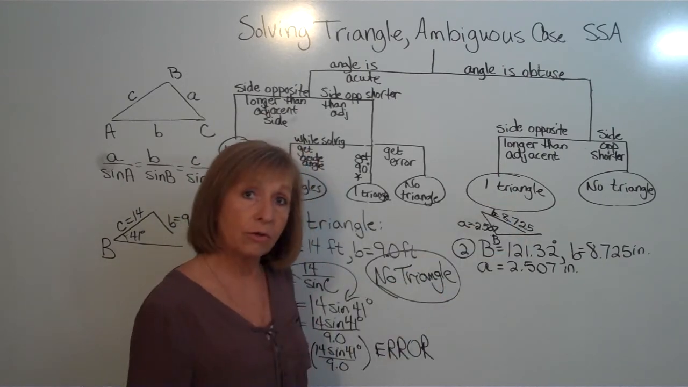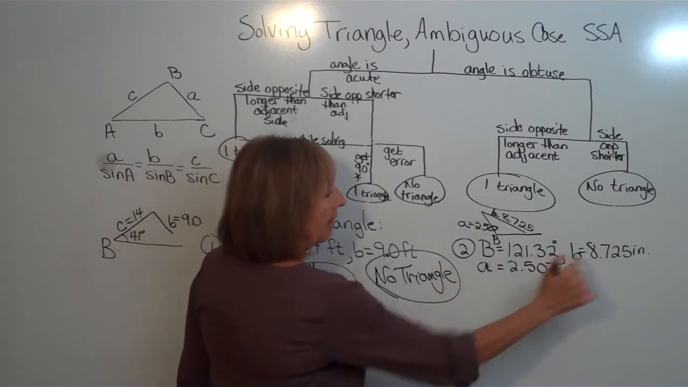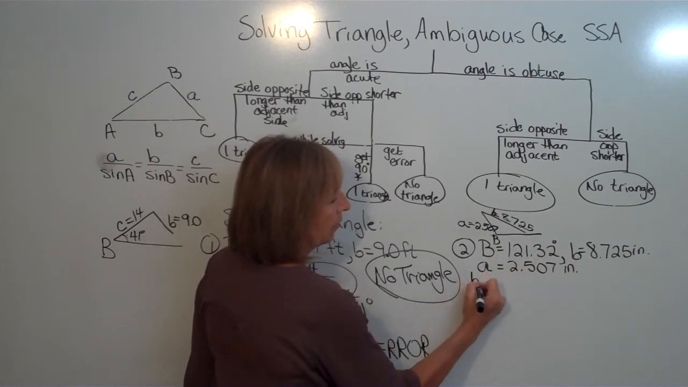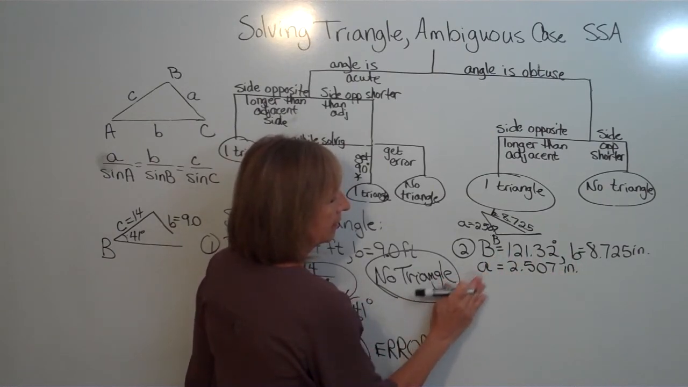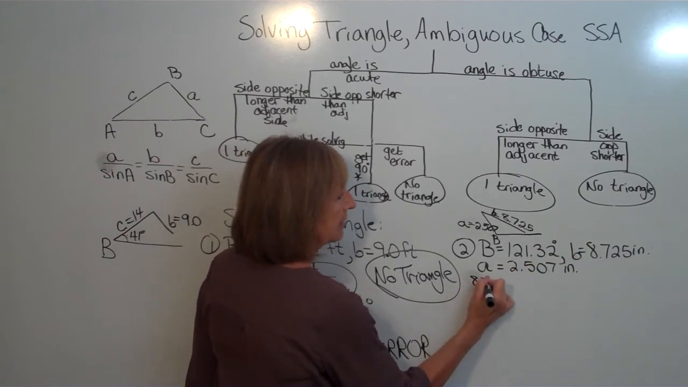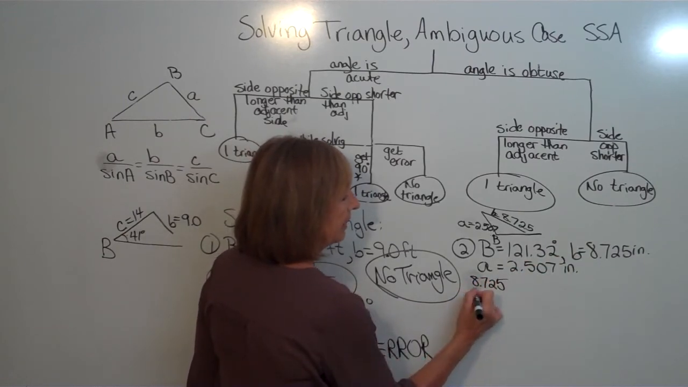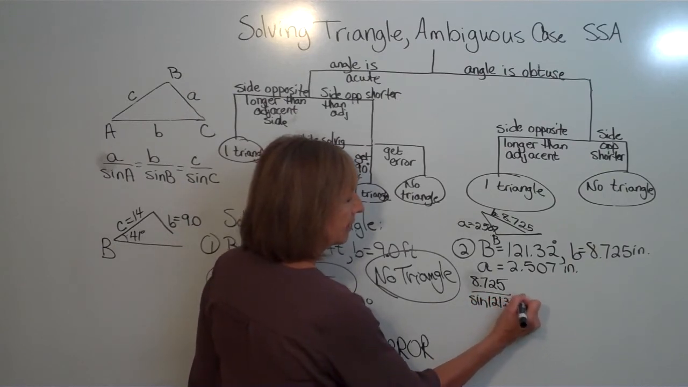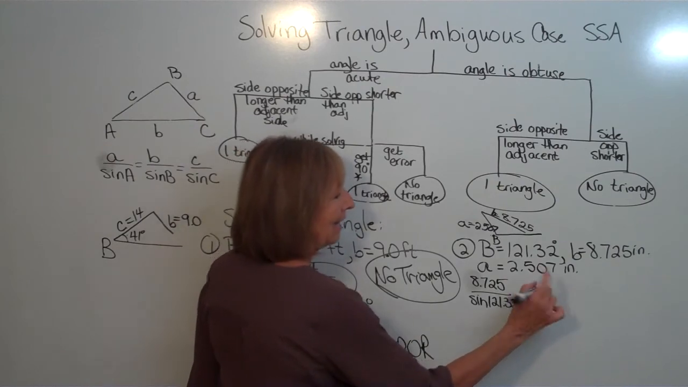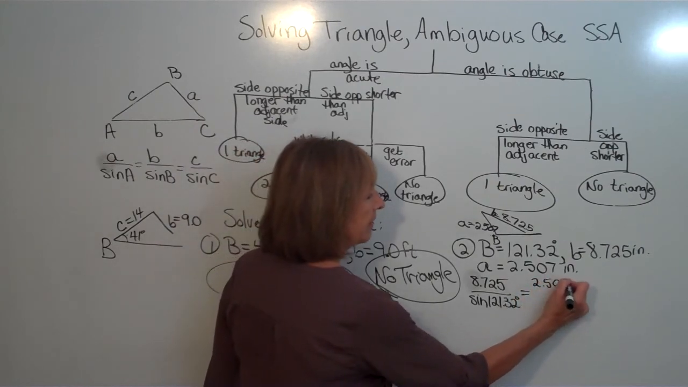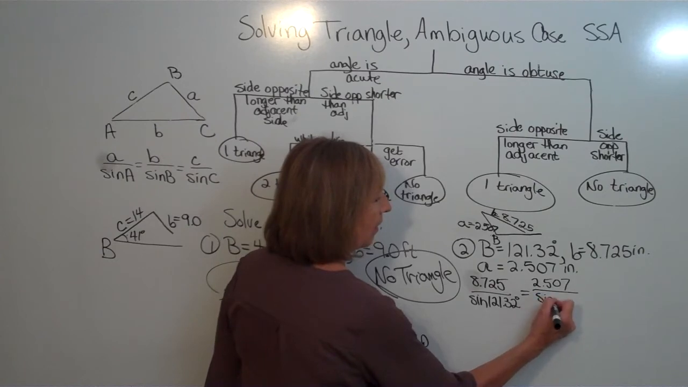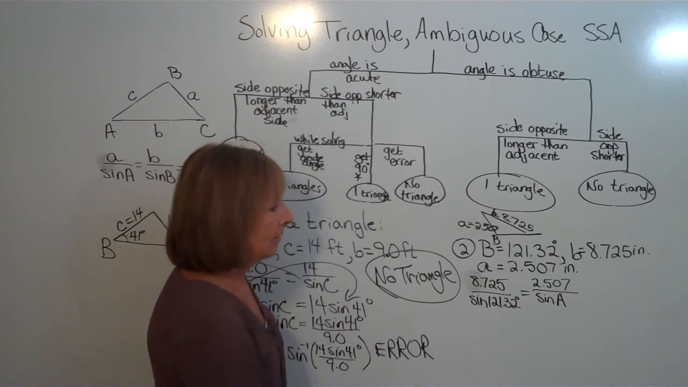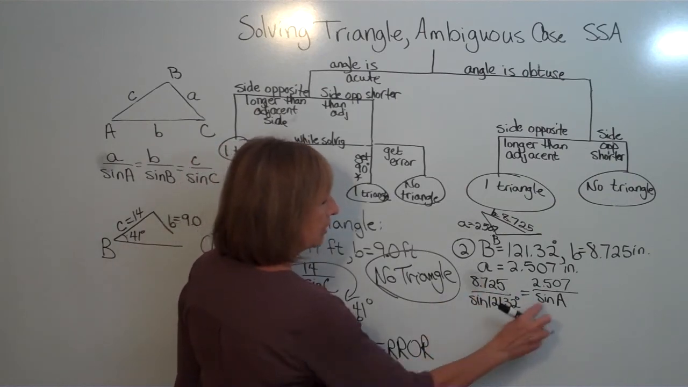All right, so let's go through and solve it. So I have here that a pair of information is side B and angle B. So B is to the sine of B. So my 8.725 is to the sine of 121.32 degrees as A, 2.507, is to the sine of angle A. So whatever that letter is, that's the angle you're getting. Okay, solve this. Do your cross multiplication.